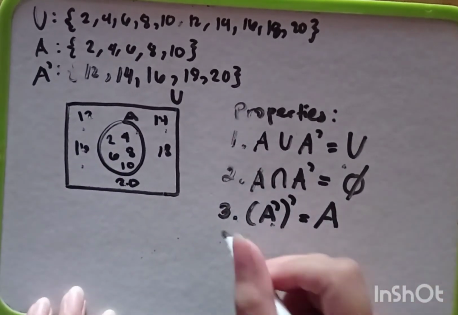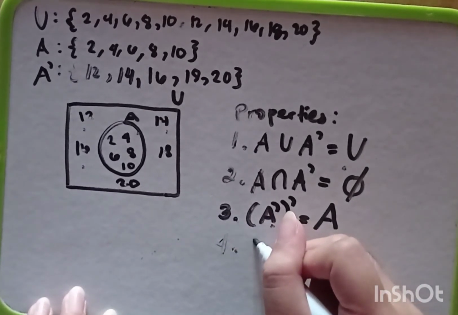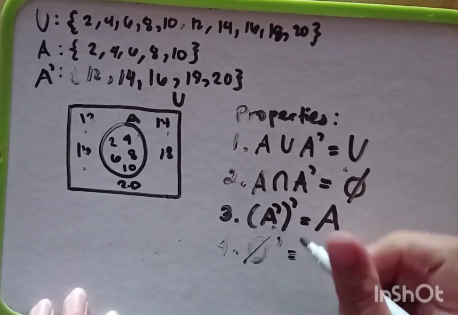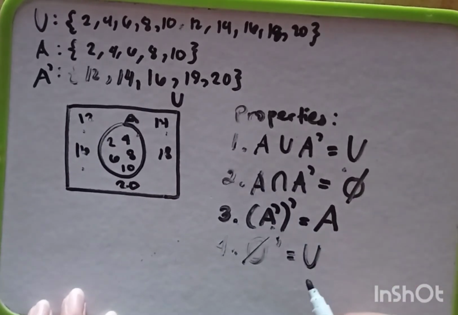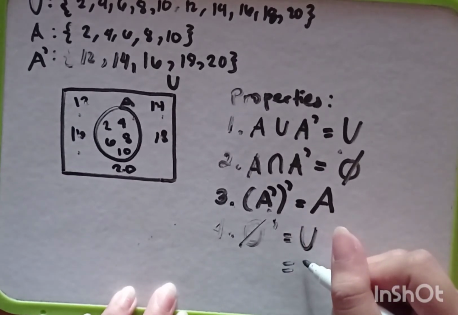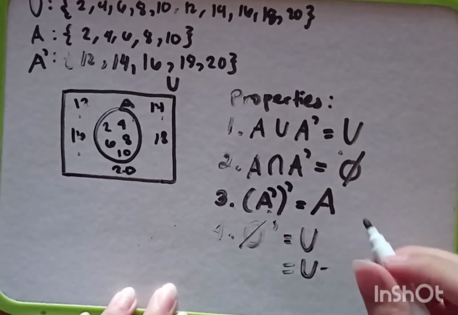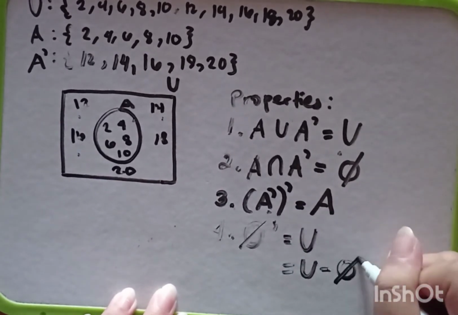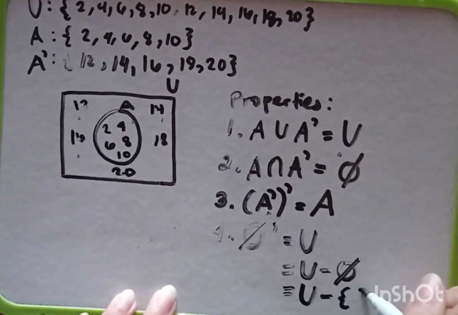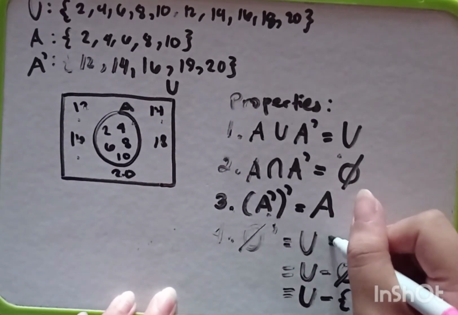The fourth one, we have here the laws of the empty set and the universal set. So the complement of the null set is equal to the universal set. So why is it the universal set? It's because we get this by imagining that we subtract the null set from the universal set. So U minus the null set, or U minus the empty set, is equal to the universal set. So that's why it's the universal set.